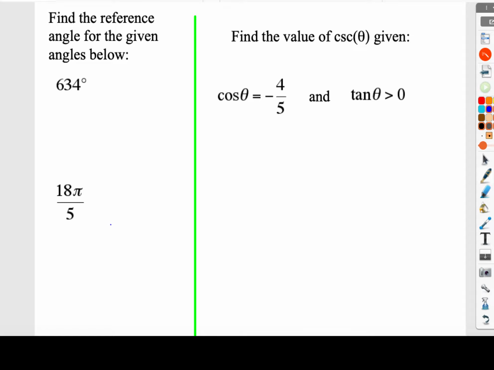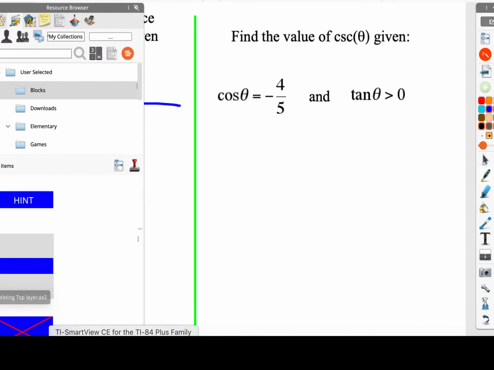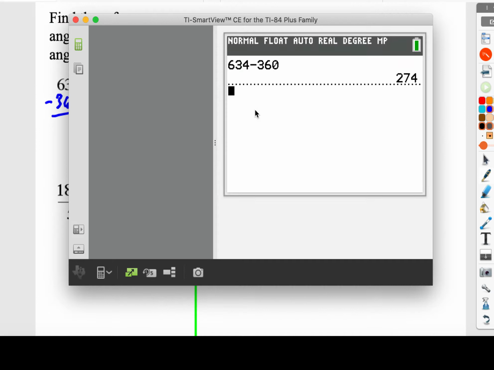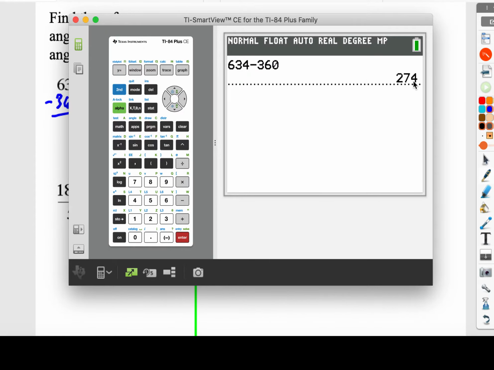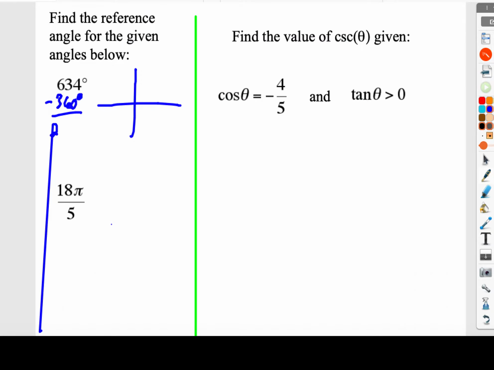So first of all, we just want to review very quickly. If you're talking about a reference angle, we're talking about the angle directly to the x-axis formed by any angle. So if you're looking over here at 634 degrees, the first thing that I would do is subtract 360 degrees from that angle. I've got this prepped on my calculator, so I'm just going to call that up real quick. We'll notice 274 degrees essentially is what we'll end up getting.